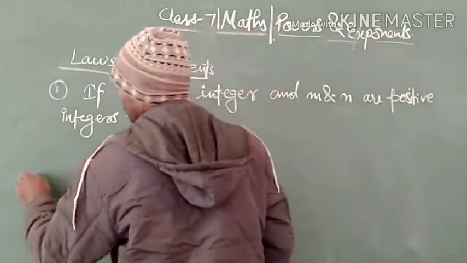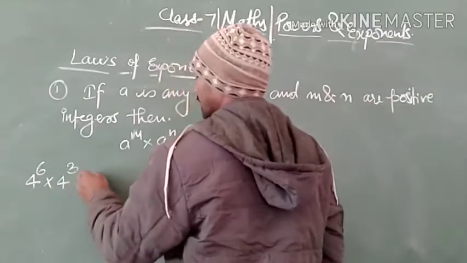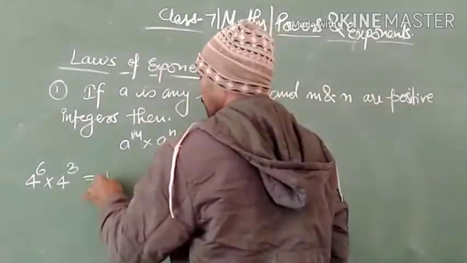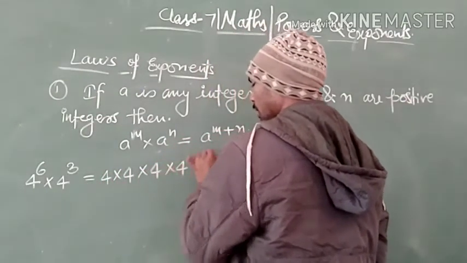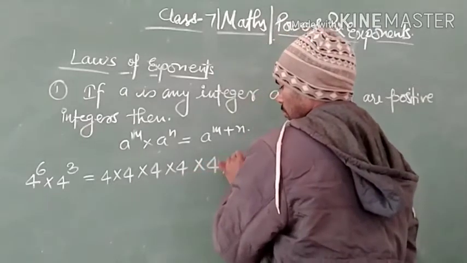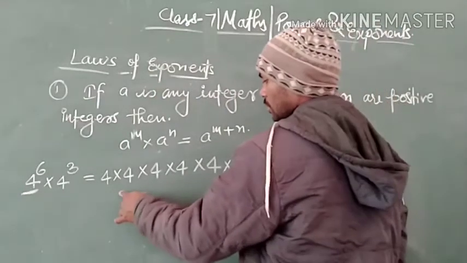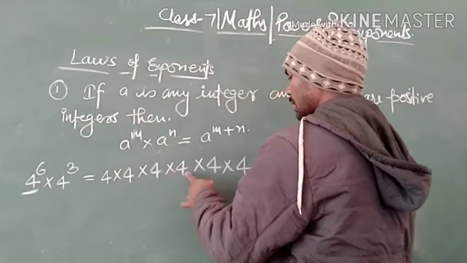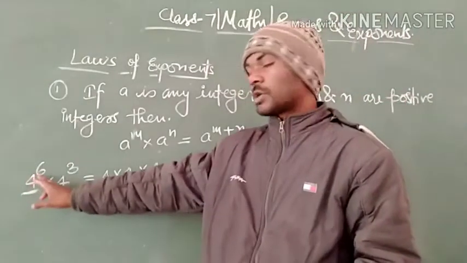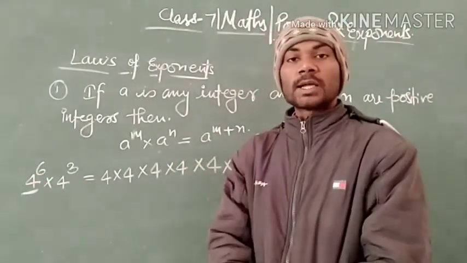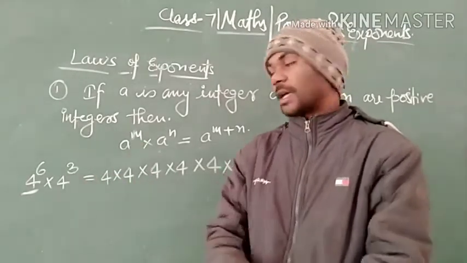If it is given that 4 to the power 6 into 4 to the power 3, then it can be written as 4 into 4 into 4 into 4 into 4 into 4, times 4 into 4 into 4. So 4 to the power 6 can be written in the form of the product 4 into 4 into 4 into 4 into 4 and into 4. Since the power of the first term is 6, it means that 4 is multiplied by itself 6 times.